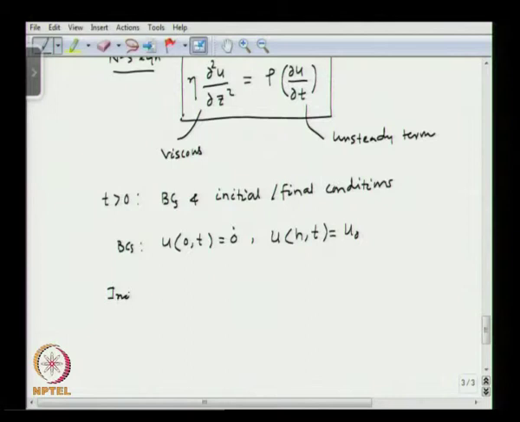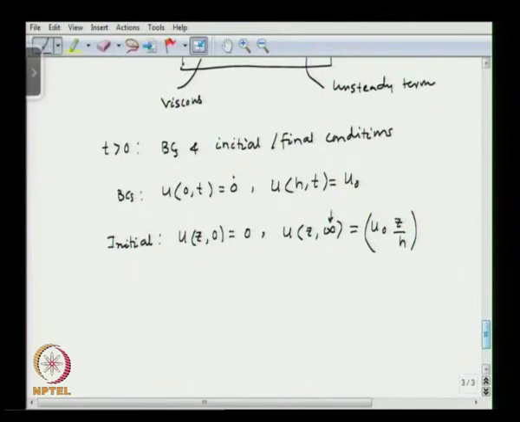The initial condition is going to be u(z, time equal to 0) is going to be 0, and the final condition, when time is infinite, u(z, infinity) is going to be u 0 into z over h. Okay. So, that is how, when time t equal to infinity, the velocity is going to vary in this fashion, linearly varying with z.